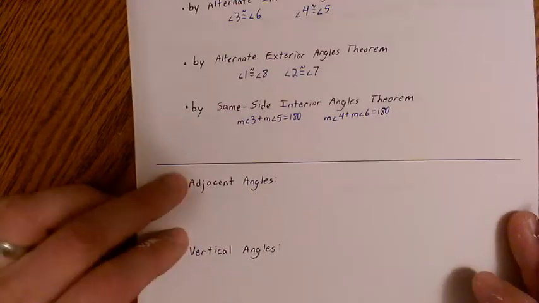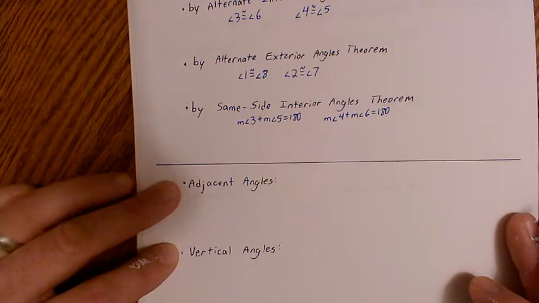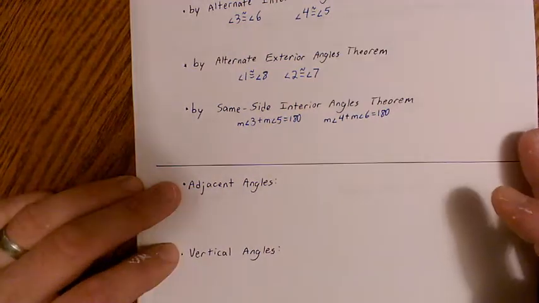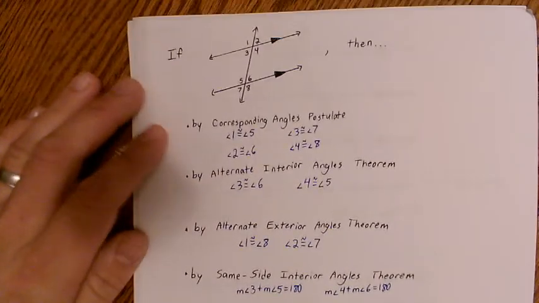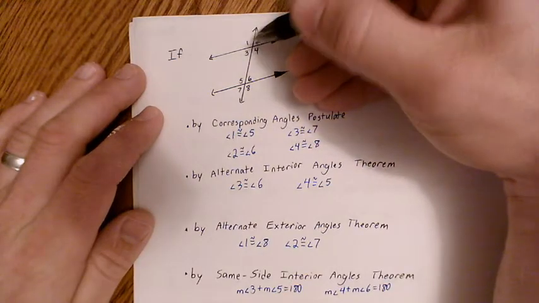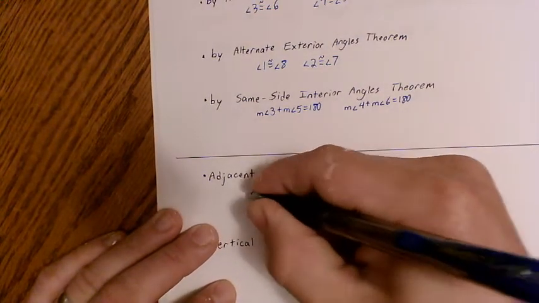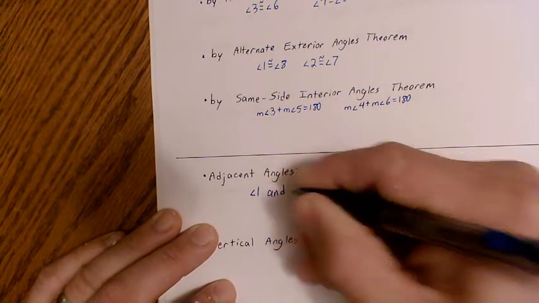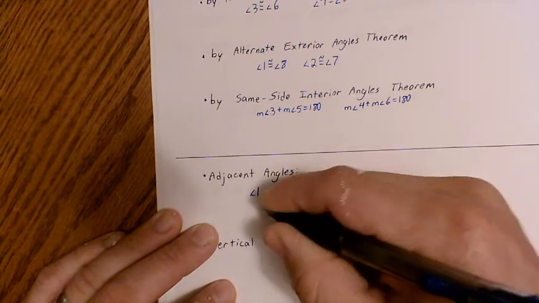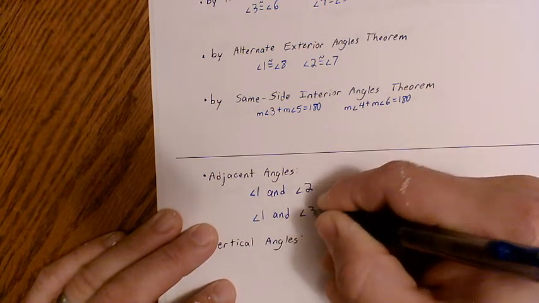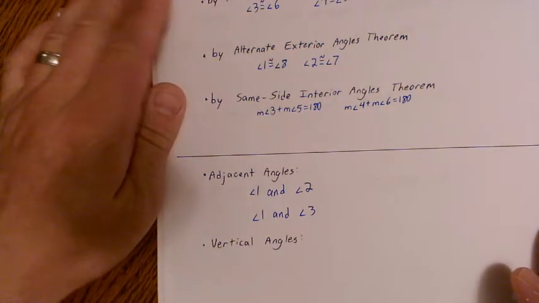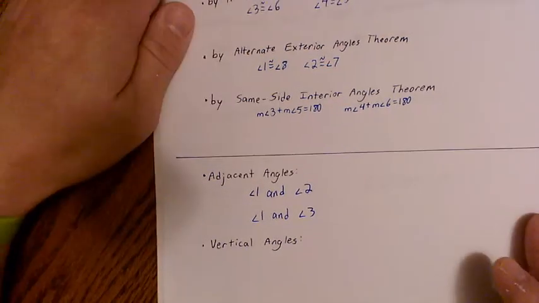I didn't cover these in the same group because they're actually not considering the parallel lines. The adjacent angles would be, for instance, angle 1 and angle 2 or angle 1 and angle 3. So those would be examples. I'm not going to take the time to write all of them out, but there are quite a few up there. Now, vertical angles are still in play, so watch out for them.